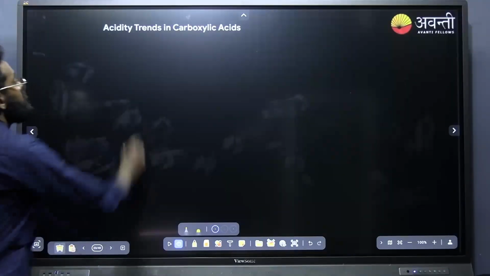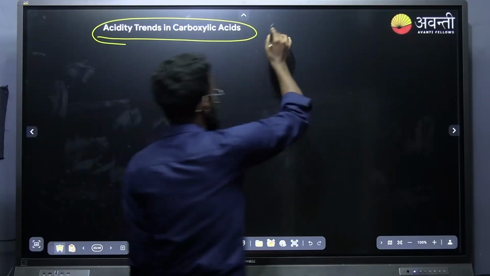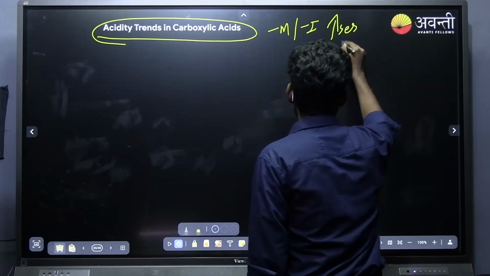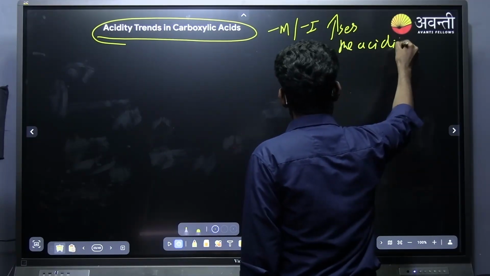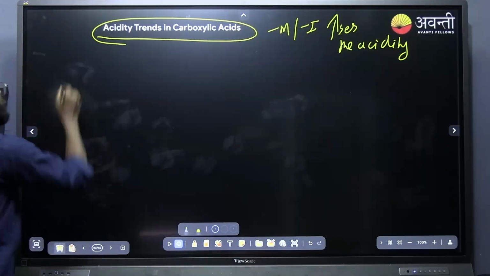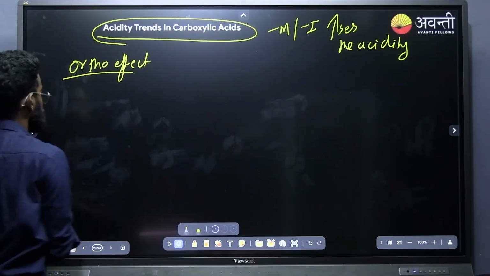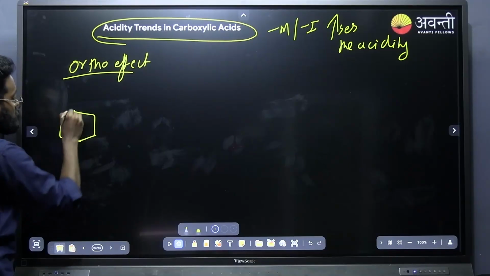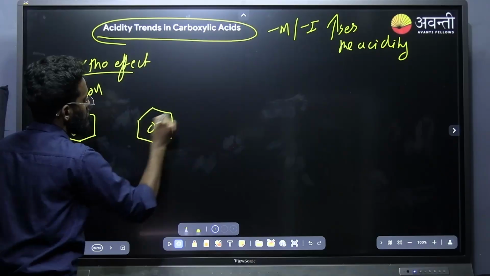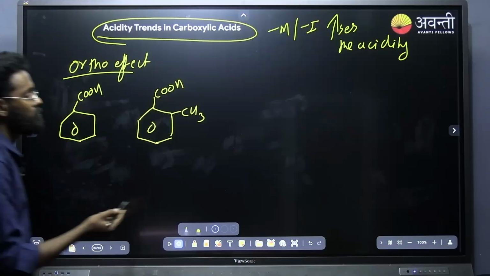Now the last part, one more part. Acidic trend in carboxylic acid. I am not going to tell much about acidic trend in carboxylic acid because all of you know minus M or minus I effect will increase the acidity. But there is a question in which you can get a wrong answer from your side. What is that question? That is all about ortho effect. What is ortho effect? If I am asking you, there is a benzoic acid here, and I am taking an ortho-methyl benzoic acid. My question is, which is more acidic?